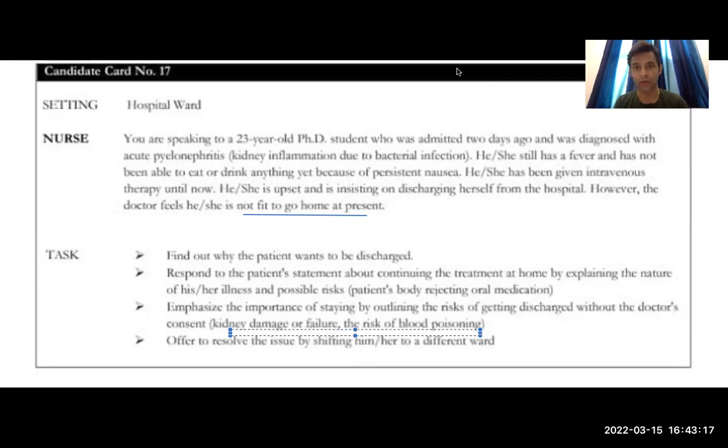So what I can offer you is help where you can be shifted to a different ward. So you can shuffle the role play. I have spoken the last point first, so you can also do that. Oh nurse, no, I don't want to shift any ward. I want to go back home.